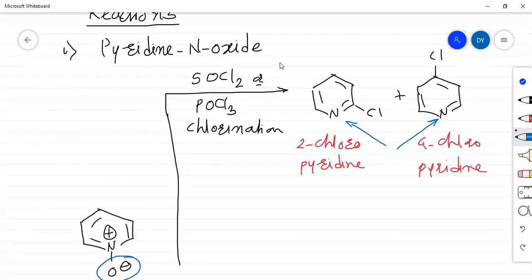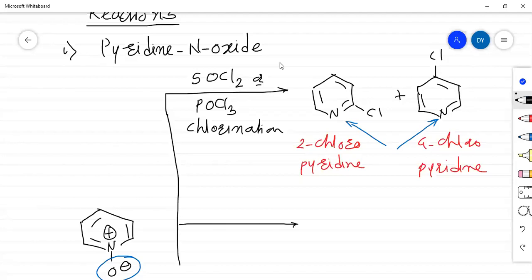You should remove that oxygen and attach chlorine at position number 2 and position number 4, and that's why this reaction is called a chlorination reaction, and the product we get is 2-chloropyridine and 4-chloropyridine.